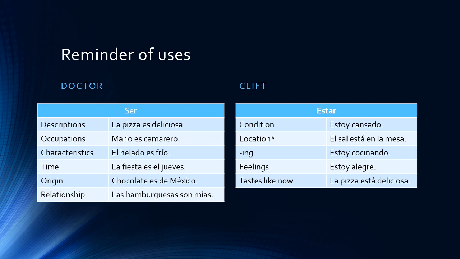You notice the small asterisk there. Estar also goes with -ing, feelings, taste, like now. The little asterisk is because there is an exception to location. If I'm talking about a meeting, I'm going to use ser instead of estar.